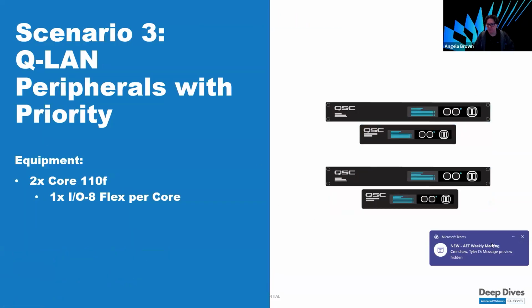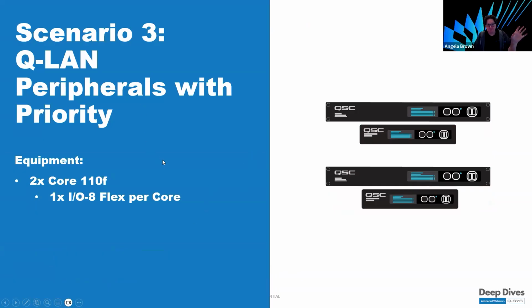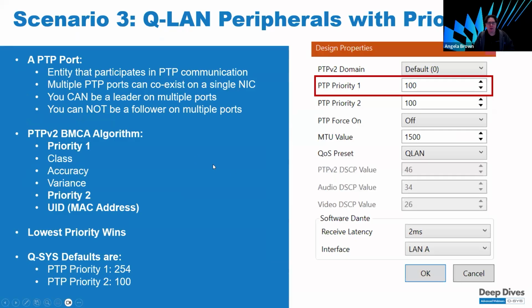So scenario 3, we have our same Q-LAN with peripherals, but we want to unpack a little bit because we want to be really specific about which one of our cores becomes the clock leader in this situation. So we're going to stop here and have a couple of definitions and then talk about how we can make that happen. First things first, I want to talk about what a PTP port is.